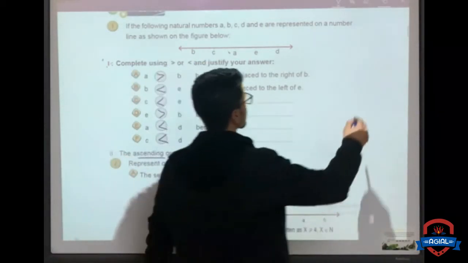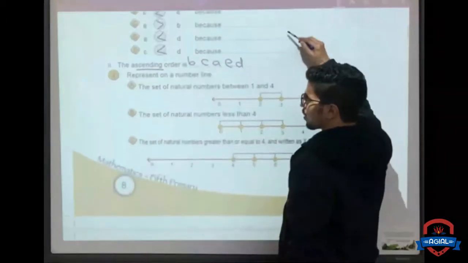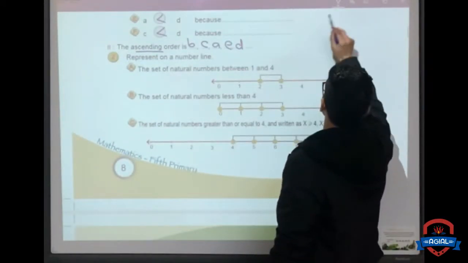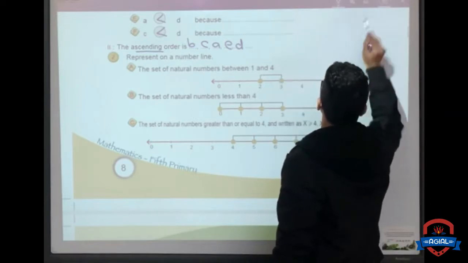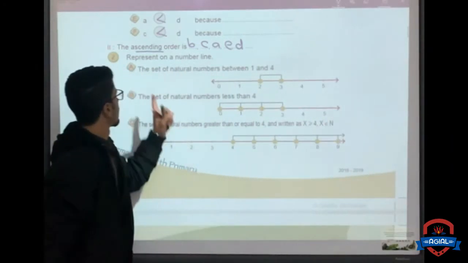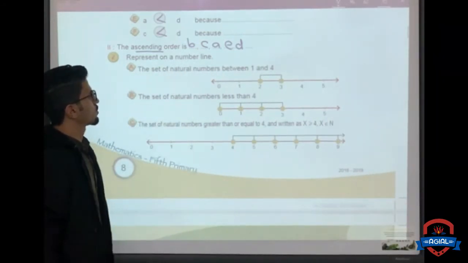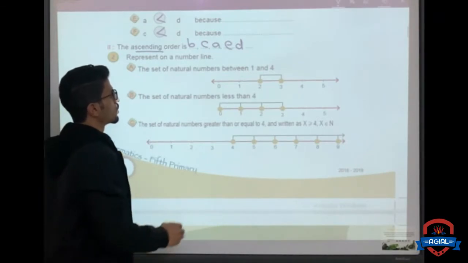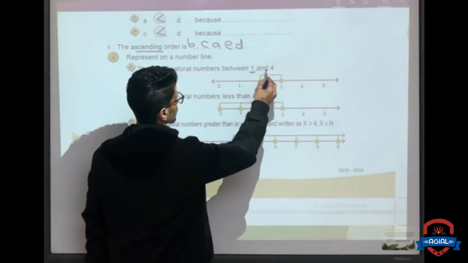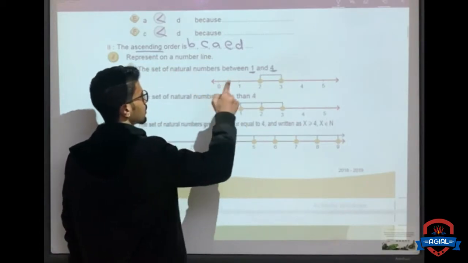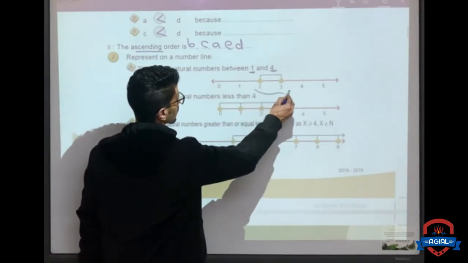Now let's look at question number 2. Represent on a number line: letter A, the set of natural numbers between 1 and 4. So we have to represent the numbers between 1 and 4. We have 2 and 3.